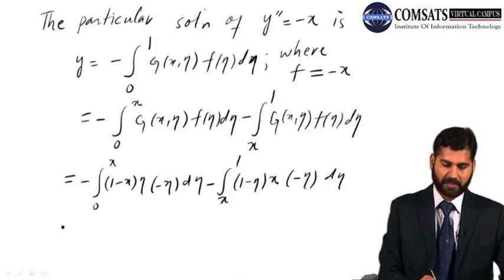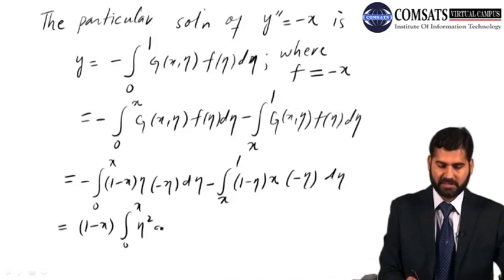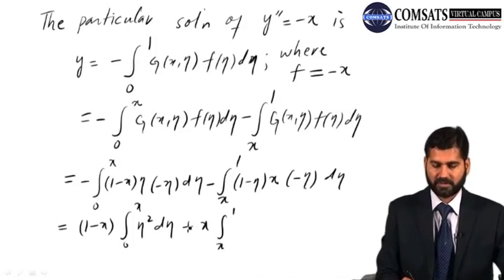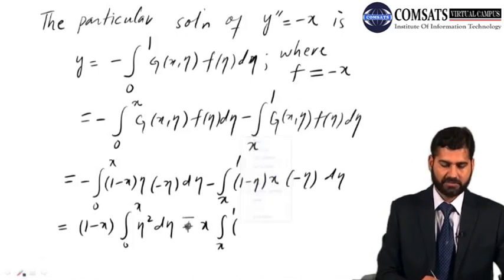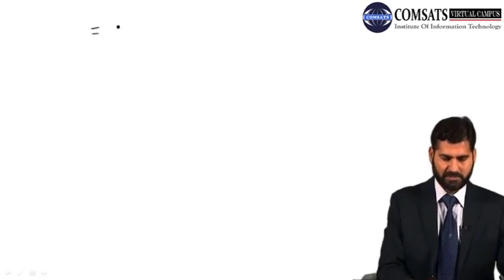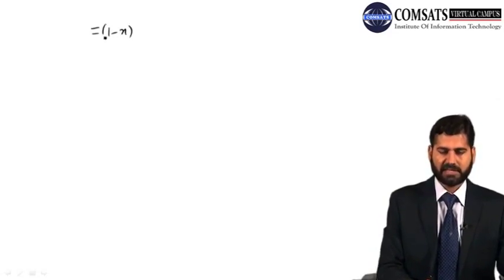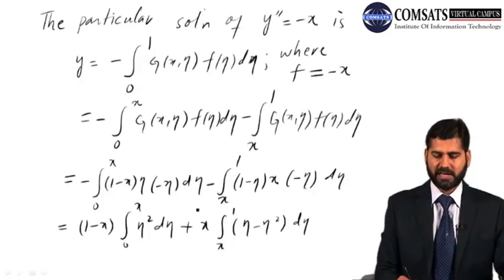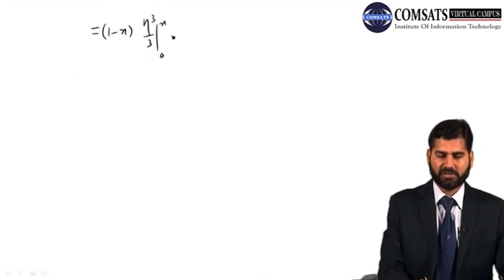Now bring 1 minus x outside: integral from 0 to x of eta squared d eta. Again bring x outside, from x to 1. It's minus minus plus, so this minus and this minus make a plus. So x is out, and we have eta minus eta squared. This is what you got. Now if you integrate, you will get 1 minus x outside, and eta squared integrates to eta cubed by 3 from 0 to x, and here it's eta squared by 2 minus eta cubed by 3.